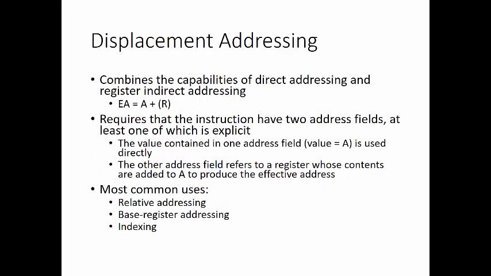Displacement addressing combines the capabilities of direct addressing and register indirect addressing. So the effective address is equal to the address plus the contents of the register. It requires that the instruction have 2 address fields, at least one of which is explicit. The value contained in one address field, value equal to A, is used directly. The other field refers to a register whose contents are added to A in order to produce the effective address. Most common uses of this technique are relative addressing, base register addressing, and indexing.